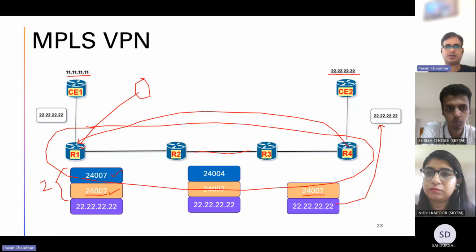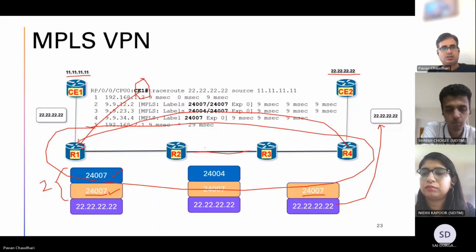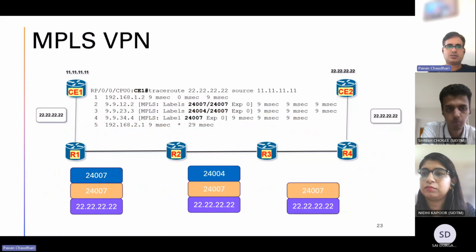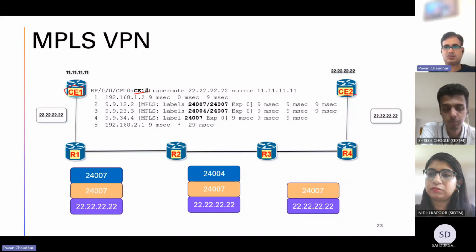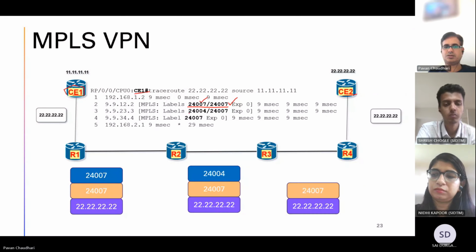This is how the MPLS VPN works. And this is the traceroute from CE1, this device, towards CE2. So you can see that R1 has pushed the two-level stack. This is the VPN label and this is the label to reach R4. Here again we saw the two levels, VPN label and label to reach R4.